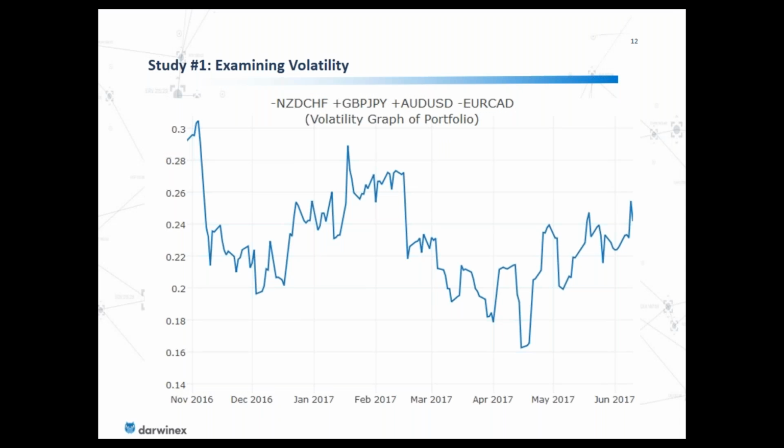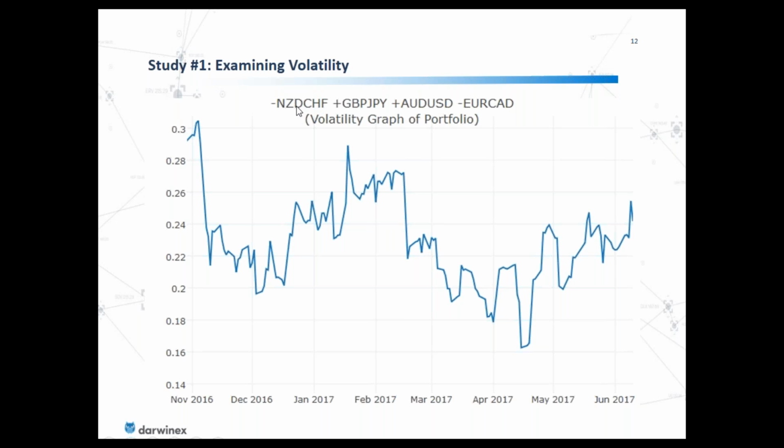So NZD CHF plus GBP JPY plus AUD USD minus Euro CAD. The reason for choosing these currency pairs was because each currency that forms the currency pair, if you look at each of them, spans the entire spectrum of currencies that the Darwinex trader community is exposed to at any given time. That was the main reason for choosing these particular assets.